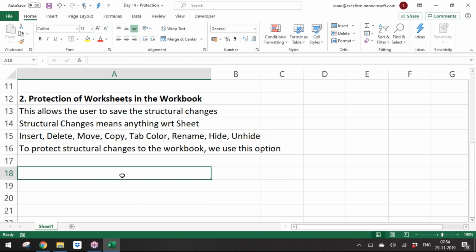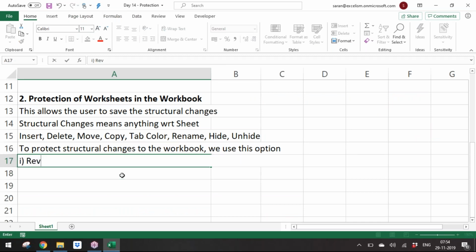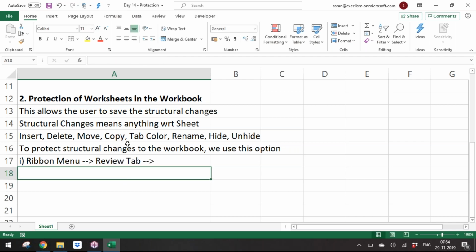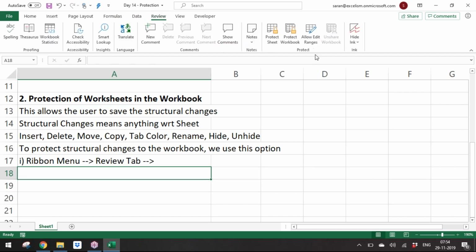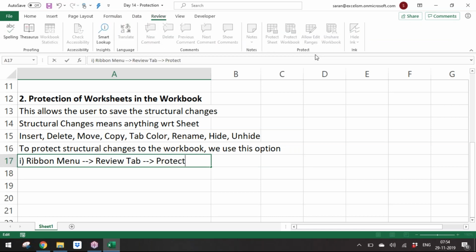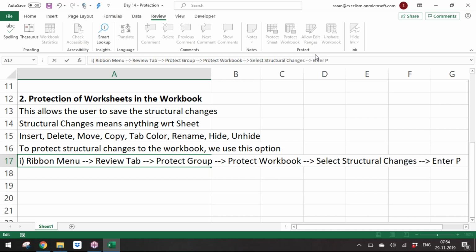Now for this, there is a navigation. Go to the ribbon menu. In that, go to the Review tab. In that, go to the Protection group. In that, let's go to Protect Workbook. Friends, don't get confused. In that, select Structure, then enter the password.